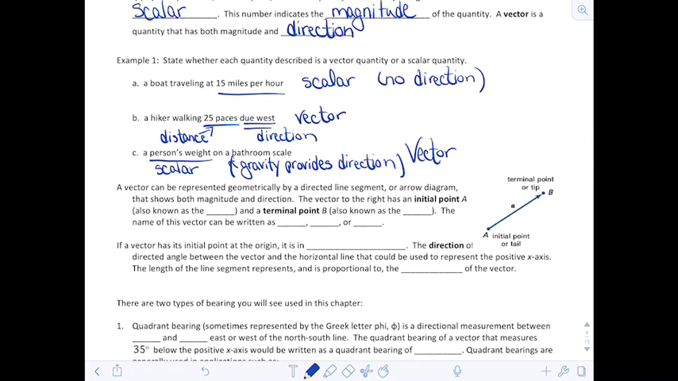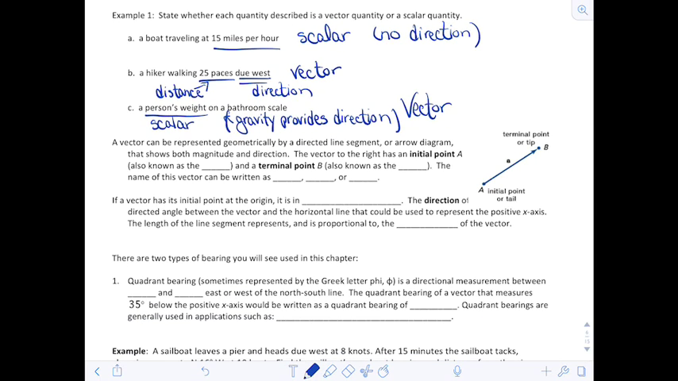Okay, let's talk about some notation. A vector can be represented geometrically by a directed line segment or arrow diagram that shows both magnitude and direction. I remember in my geometry class we called them rays, right? And you probably still do. They have a starting point and then they go on forever in one direction. So there's two parts to these vectors. If we look at the vector to the right, it has an initial point A right here. And this is also known as the tail. The terminal point, which is at B, is known as the tip. And that's probably familiar as well.